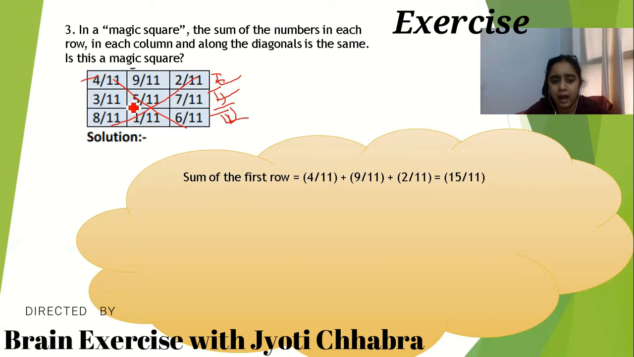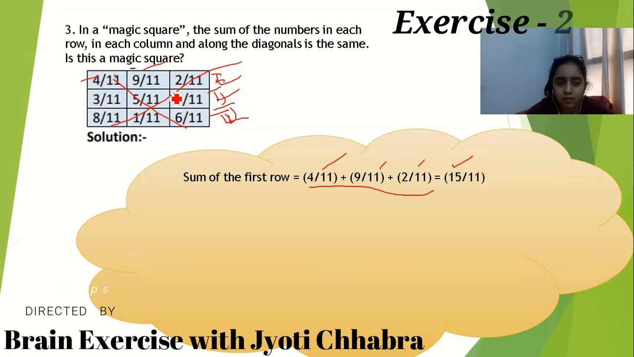First we will add the first row, that is 4 upon 11, 9 upon 11 and 2 upon 11. Here the denominator values are the same, that is 11. So we have to add only the numerator values. So 9 plus 2 equals 11, and 11 plus 4 equals 15. So my answer would be 15 upon 11.